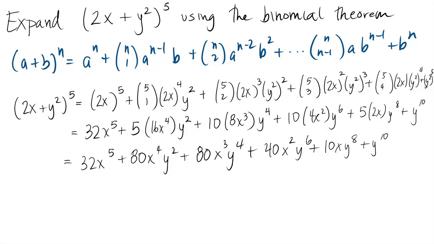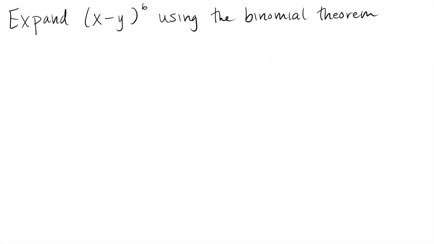Let's try an example with a minus sign in it. Let's expand x minus y to the 6th power using the binomial theorem. We're going to do this one without writing the formula out. This time we're going to see if we can follow that pattern. So we've got x minus y to the 6th. The first term is x. You want to think of the second term as minus y or negative y. So in the first term of the expansion, you take the first term of the binomial and you raise it to the full power.